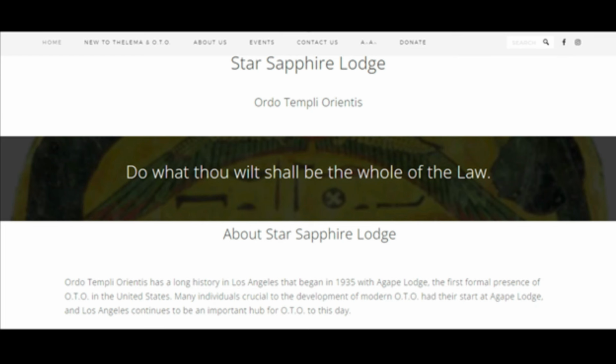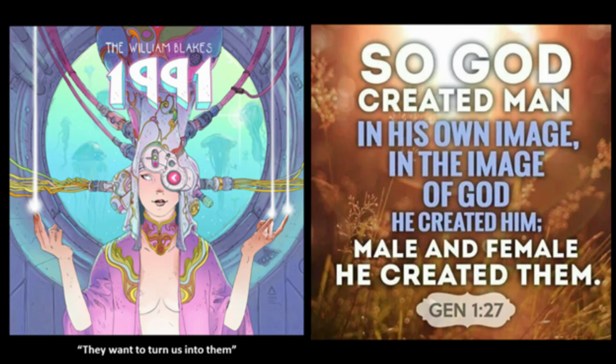Not a surprise to find out that the first formal presence of Crowley's OTO in the United States was the Agape Lodge, which would have served Hollywood as it was established in Los Angeles in 1935, and today the Star Sapphire Lodge serves the greater Los Angeles area. I believe this information is quite relevant to the bizarre agendas we see playing out in the world today, and they want to turn us into them.